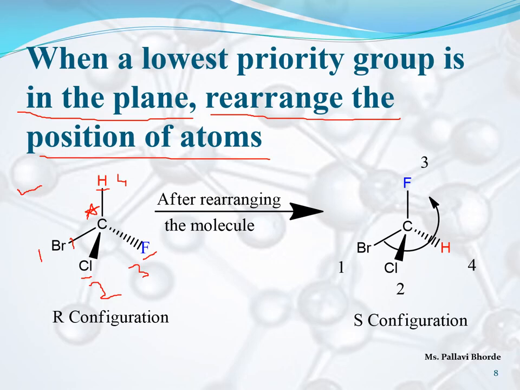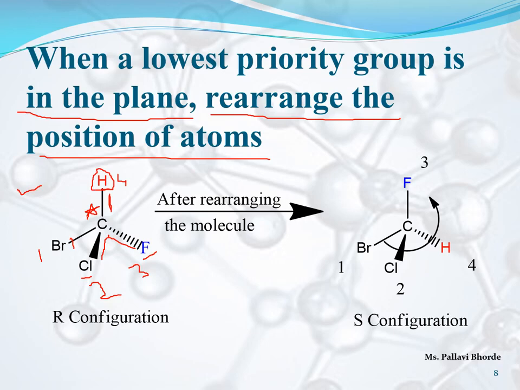Now look at the fourth priority group. Do we have this fourth priority group above or below the plane? No, it is in the plane. How? Because we have shown this bond with a simple line. As we have said in the second slide, if the bond is shown with a simple line, it is indicating the bond is in the plane. And if it is shown by this wedge bond, then it is above the plane. If it is a dotted bond, then it is below the plane. Means these two bonds, wedge and dotted, are out of the plane, while this simple line indicates the bond is in the plane. Now in this example, we have the fourth priority group in the plane.